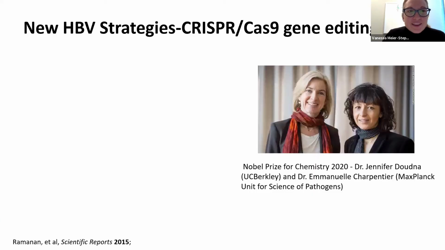And then the third of these new strategies I wanted to highlight was the CRISPR-Cas9 gene editing strategy. Now, some of you may be familiar with this already, but this was a technique that was discovered in bacteria and then adapted for use in other systems. Its discovery and adaptation is attributed to these phenomenal researchers, Dr. Jennifer Doudna and Dr. Emmanuel Charpentier, who were both awarded the Nobel Prize for Chemistry in 2020. And their work is now used in labs around the world.